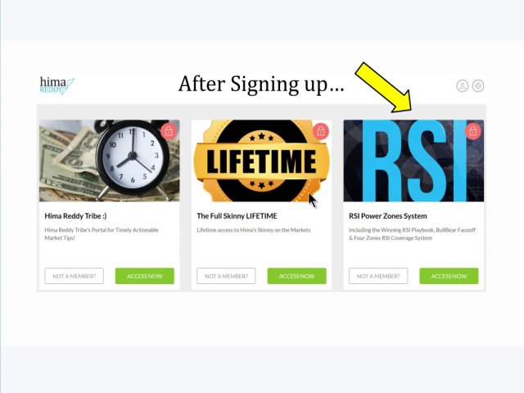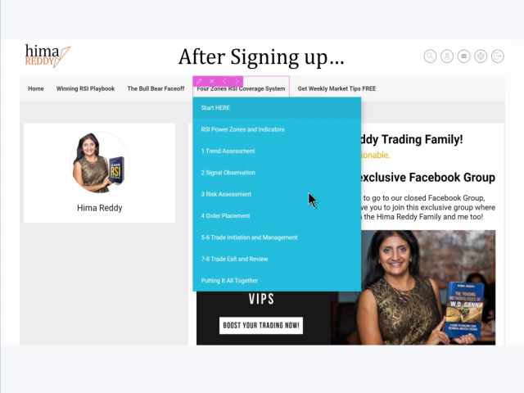Once you're in, you're coming over to the 4 zones RSI coverage system, and you're going to start here. Real simple, real direct. It lets you know exactly where you can get your education going.